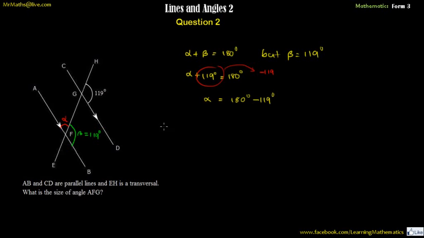And alpha is actually angle AFG, which is equal to 61 degree. I hope you get the same answer as mine. Move on to the next question.